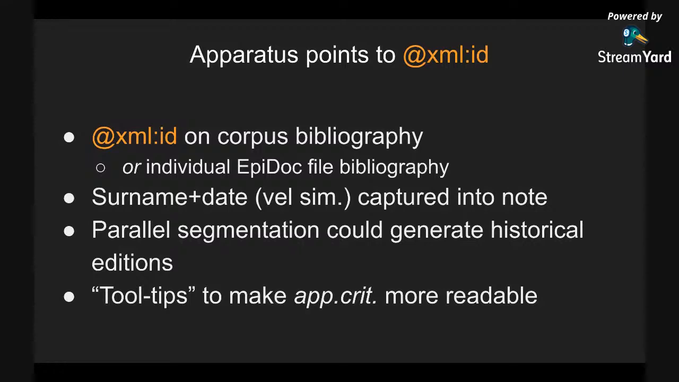And by using that ID, you potentially give the processor information that they can get from the source of that ID. They could get surname and date, or short title, or some other way of identifying that piece of bibliography in a human readable way to print into the note in your apparatus or in wherever else in your corpus it is. You could use that tagging to generate historical editions. If you consider this as parallel segmentation, you could say, well, show me what this particular text looked like when published by Abdusalam with all the differences from my edition. Or you could use those to create tooltips or pop-ups or some other way of making the apparatus criticus more readable than traditional apparatus criticus are.